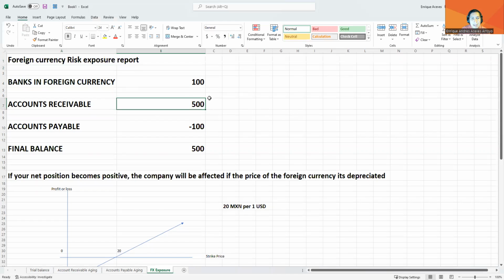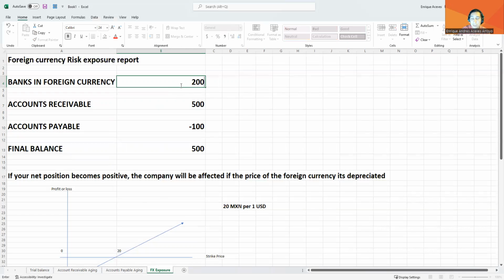And I didn't use the same example for the banks, guys, because the bank balances are self-explanatory. If you have a US dollar balance account, you obviously have to add them up, all the accounts that you have in other foreign currency besides the operational currency. Well, you have to add them up and list them in here.